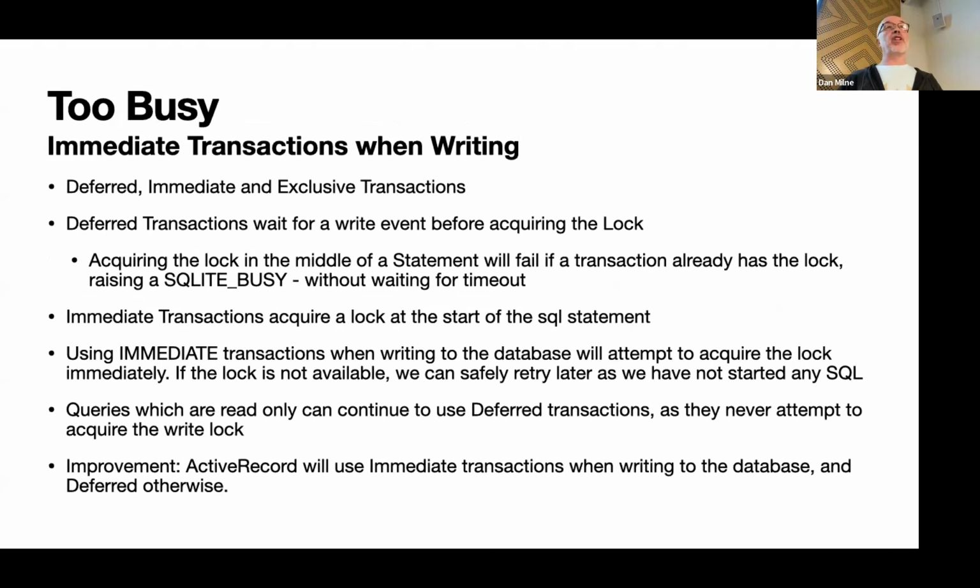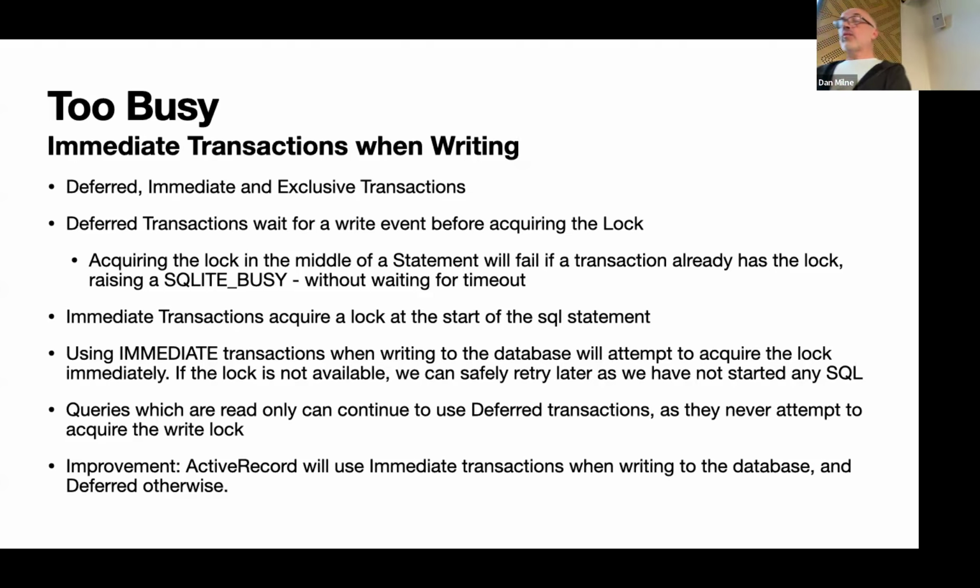Immediate is pretty straightforward to understand. An immediate transaction wrapped around your SQL will acquire the write lock immediately. So as soon as the SQL tries to execute, it'll try to acquire the lock and wait and then acquire the lock. Deferred is more complicated. Deferred will wait until there's an SQL statement that actually does update or delete or change. So you can get halfway through executing your SQL, and then it suddenly says, "Oh, we need the lock." And so then at that point, it will try to acquire the lock.